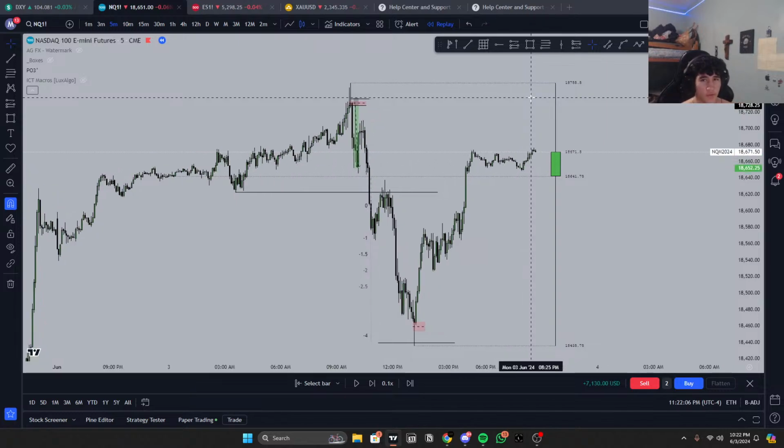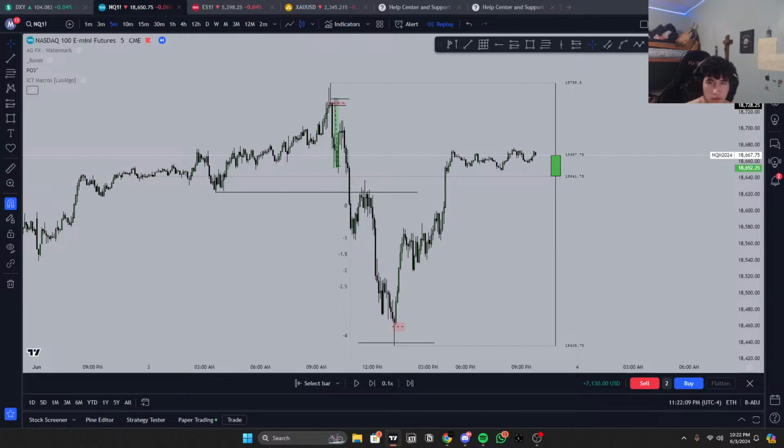I mean, we know Mondays are full of accumulation. That's what we do on accumulation for Monday. Is that power of 3 thing, huh?